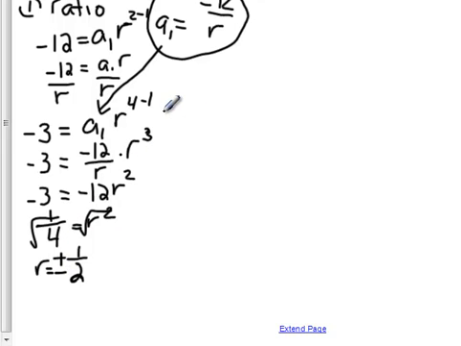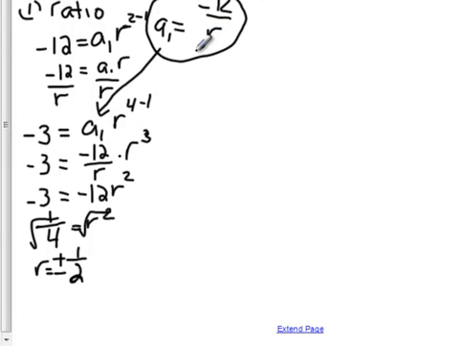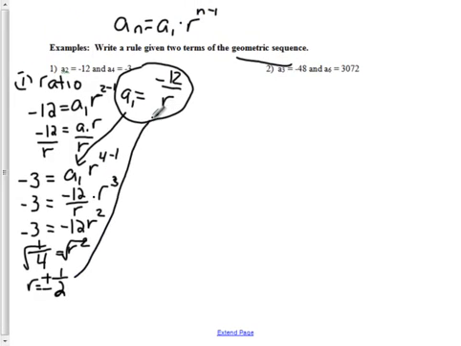Let's first find our a1, because this is still in terms of r. So now we plug this back in here. So we have a1 equals negative 12 over, but you got to do plus and minus, so plus or minus 1/2. If we do the plus first, negative 12 over positive 1/2, we get a negative 24. If we do the negative, then we have negative 12 divided by negative 1/2, we get a positive 24. So we have 2 a1s.